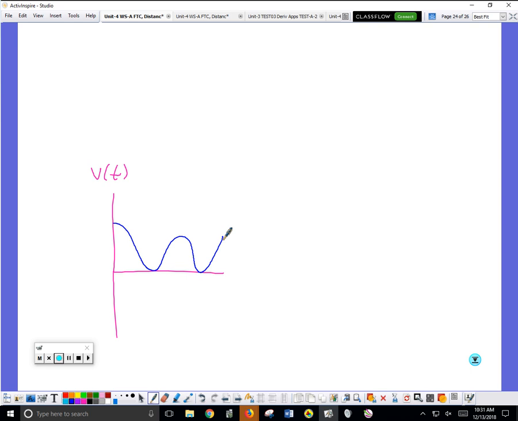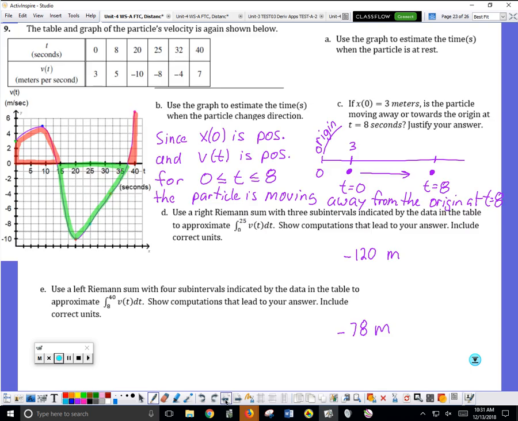Okay, back here. It says at time equals 0, the particle is 3 meters from the origin. So here's the origin. Origin is always location 0. This is the origin of the graph, but the origin here is different. So it's location 0. Here's the particle. It says, is the particle moving away or towards at time equal 8?